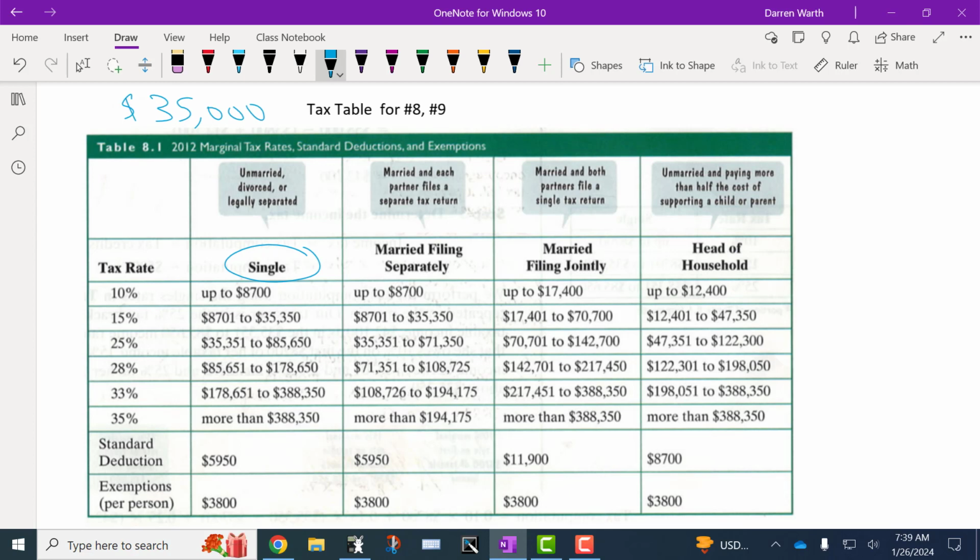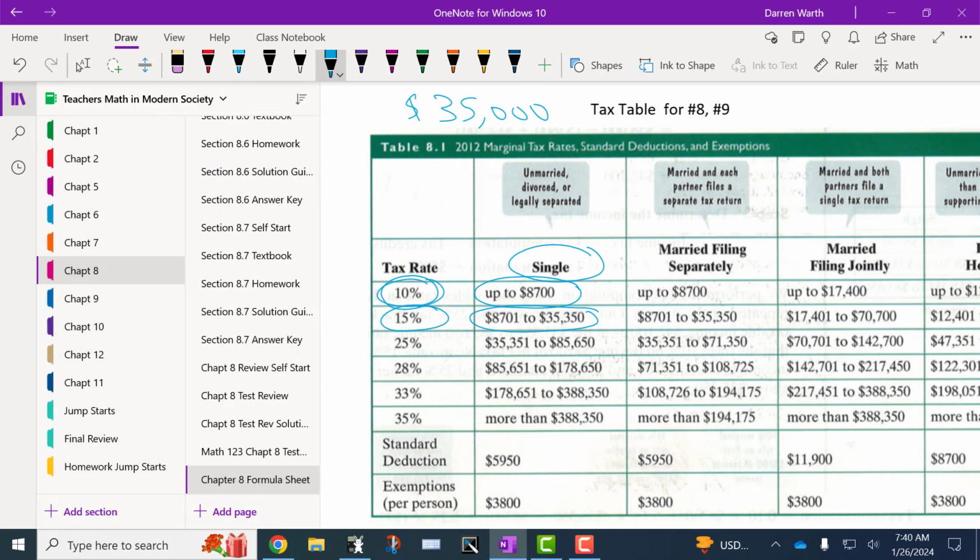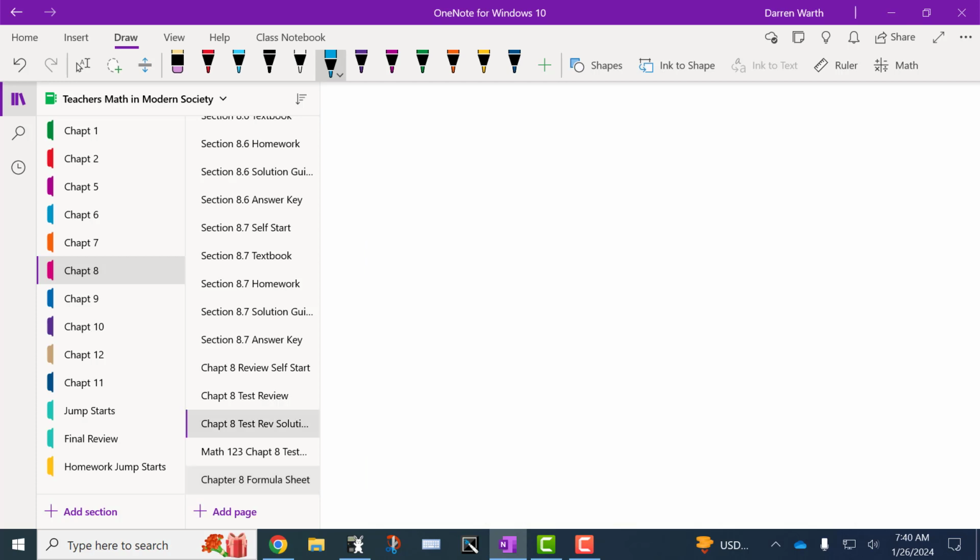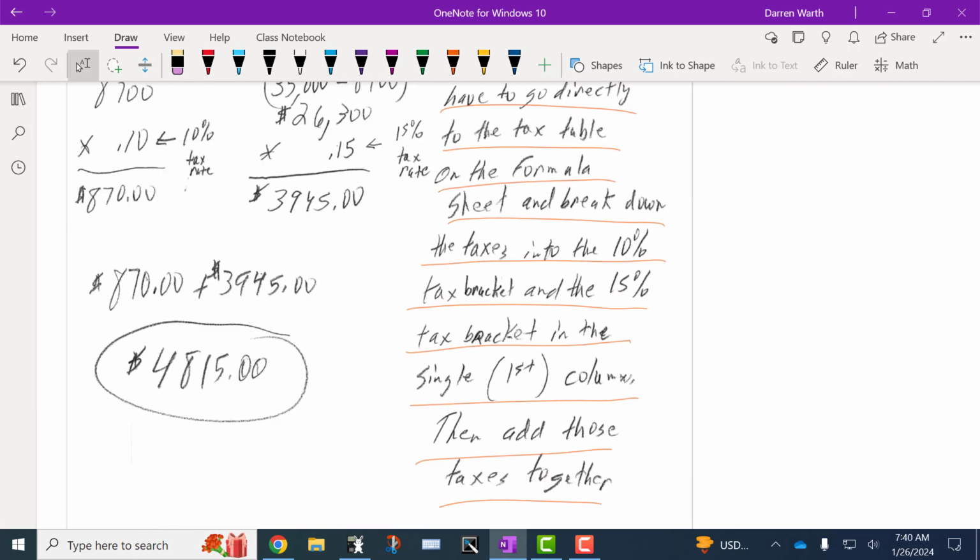But we talked about this in class, that to make it fair for everybody, everybody pays the same amount on the first $8,700, and that tax rate is 10%. And then you're going to notice that the next row says from $8,700 to $35,350, and this particular individual is still going to fall within that tax bracket. You have to pay 15% on that amount. And so you have to break it up into 2 separate parts, which is what we do here on the solution guide.